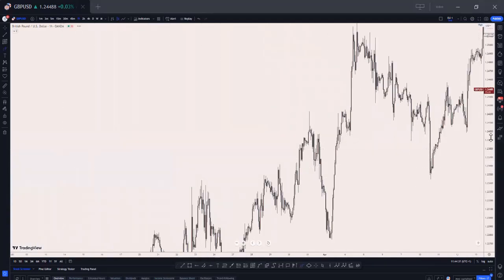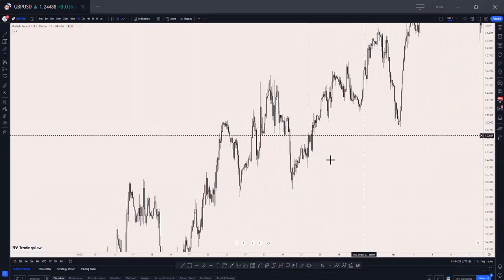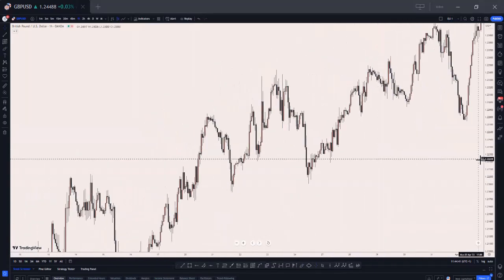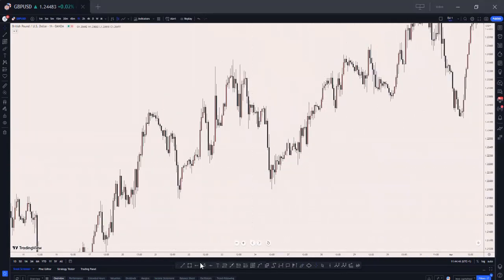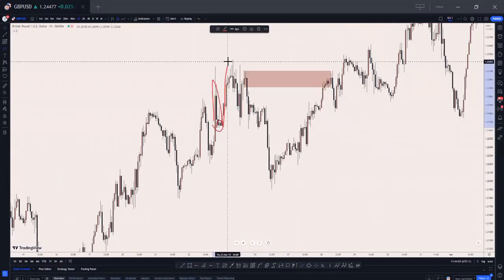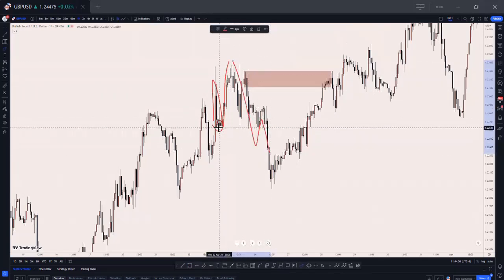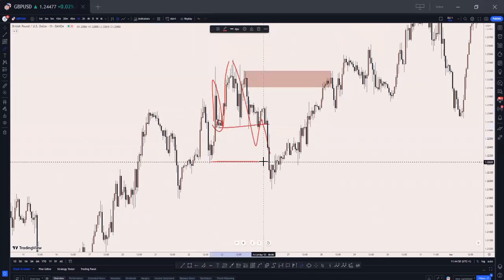Now, as you can see, an example over here, we had another block, and then you could say this low, whether this high, this is structure, and then we had this break. So you could say this is a break of structure. You could also say this is a break of structure.